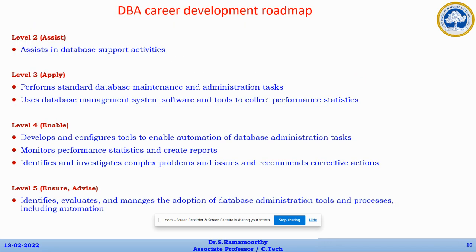If you take a look at the career development roadmap for any database administrator, it falls in various levels. Starting from level 2, it is simply assist, which means assisting in the database support activities. Level 3 is apply, where they perform standard database maintenance and administrative tasks. Level 4 is enable, and level 5 is evaluating and managing the adoption of database administration.